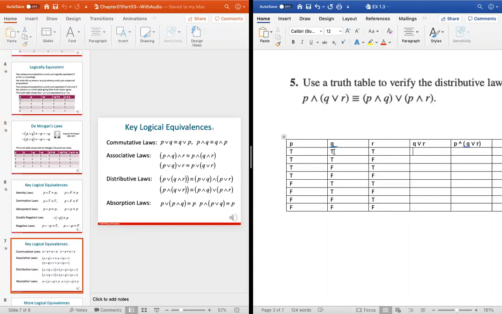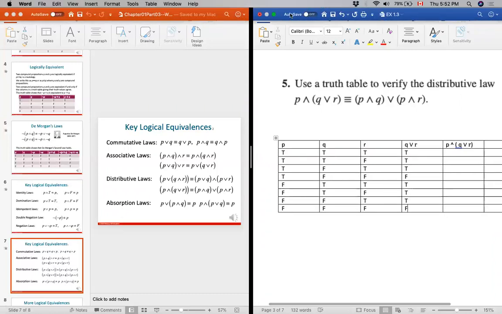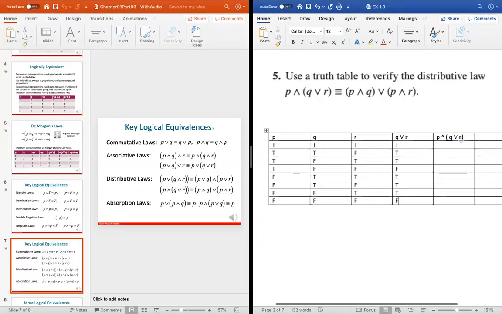So true or true is true. True or false is true. False or true is also true. False or false is false. True or true is true. True or false is true. False or true is true. And then false or false is false here. Okay, so now we have this Q or R over here.